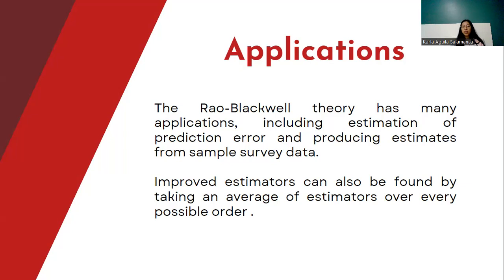And well, this theorem has many applications, and these include the estimation of prediction error and producing estimators from sample survey data. For example, observations in adaptive sampling are found in sequence. Each new observation depends on one or more characteristics from prior observations. And improved estimators can also be found by taking an average of estimators over every possible order.